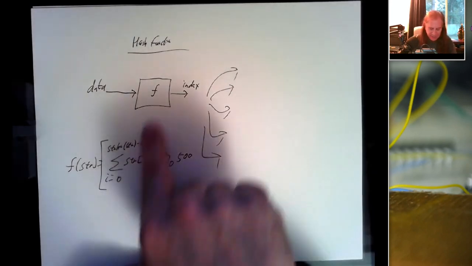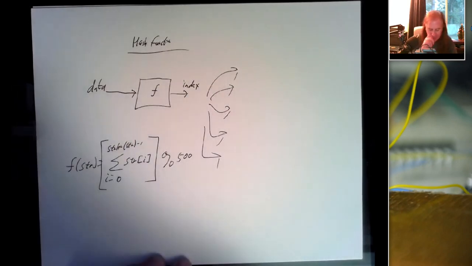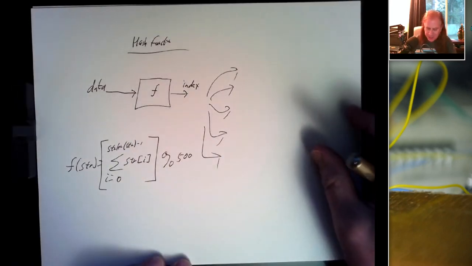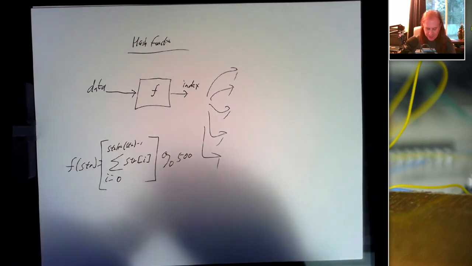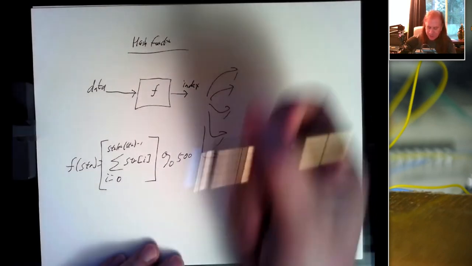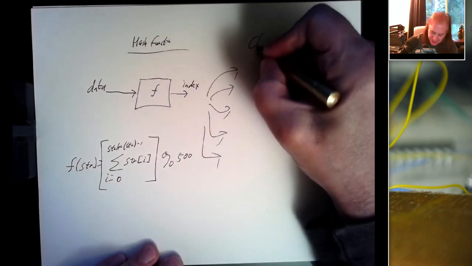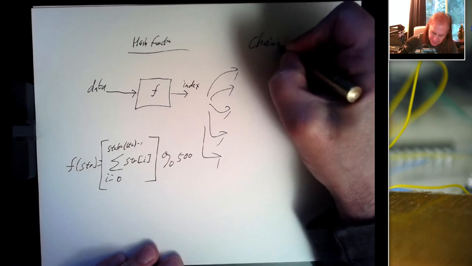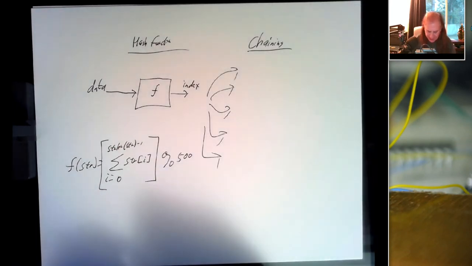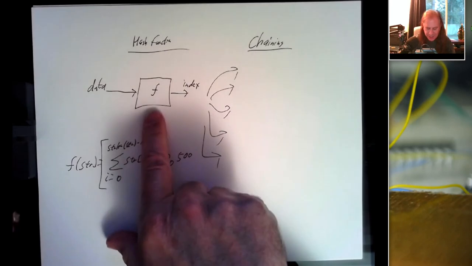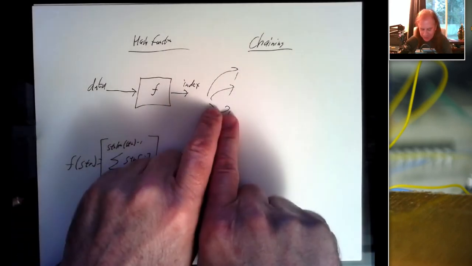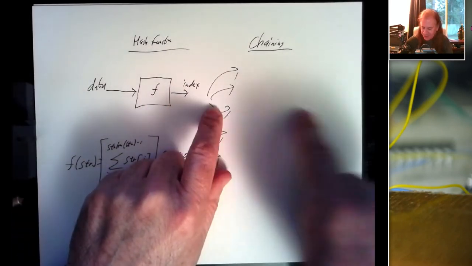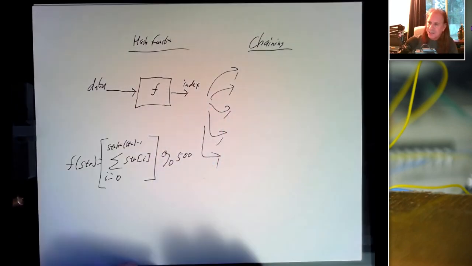So this is a hash function, right? It's something that takes data and maps it to an index. And if we use that index to map to a linked list, this is something that we call chaining. And the idea is once we hash your data, we get a particular chain of data and we just tack the new piece of data onto that chain at the beginning or the end.